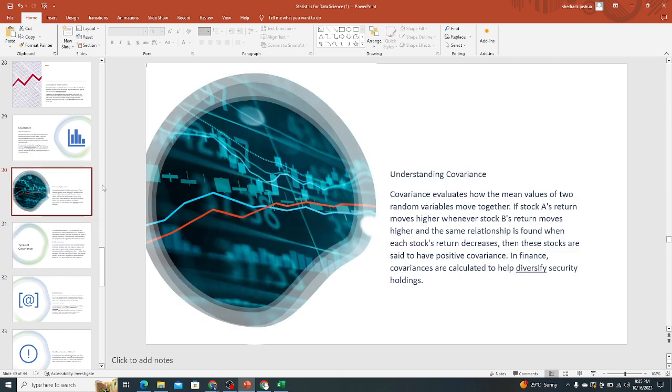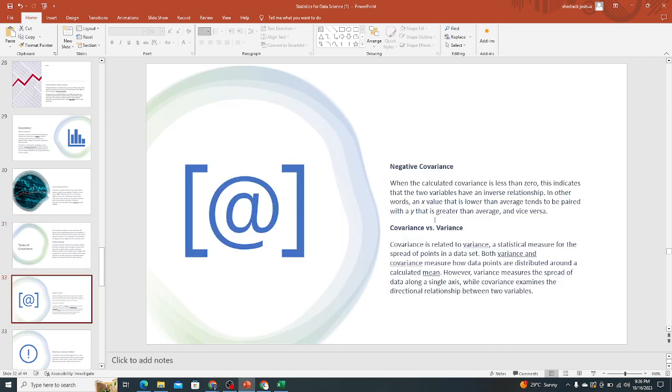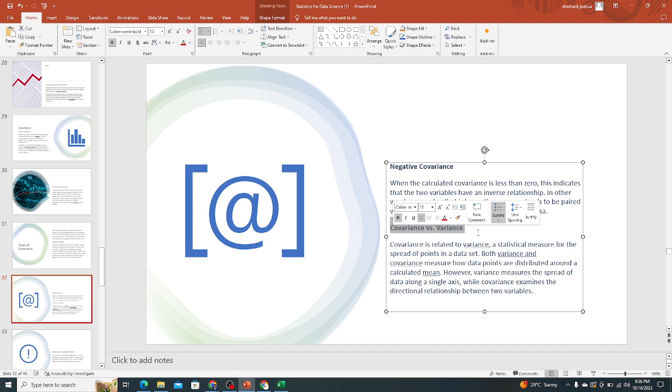Yes, so just chill a little bit. In fact, it's the next slide, okay? And then we'll discuss covariance and variance and see what the difference is, okay? We'll see the difference. Okay, good.